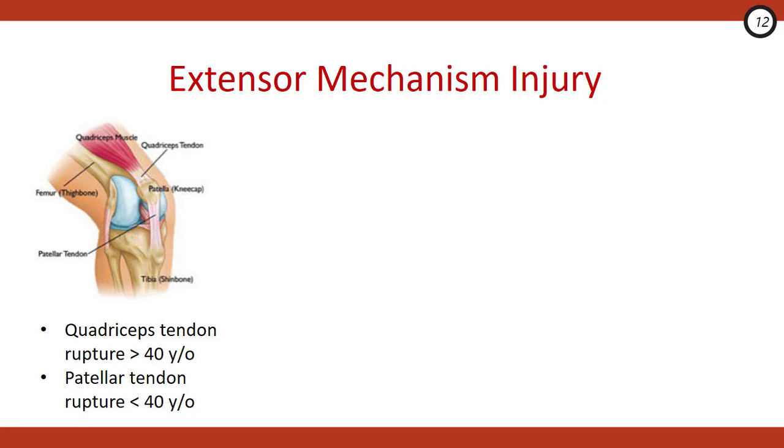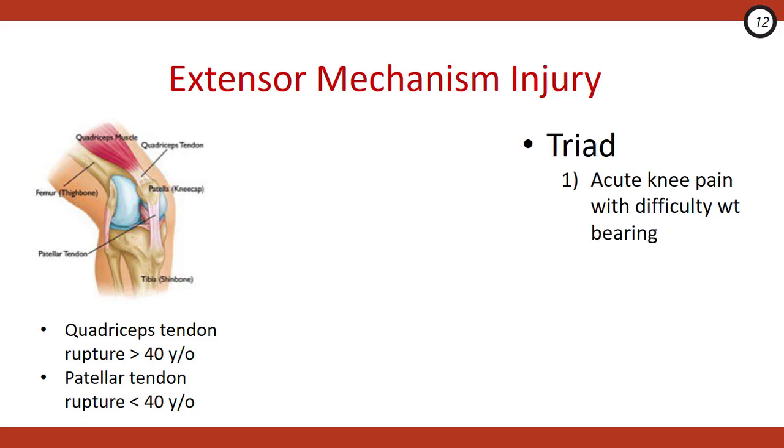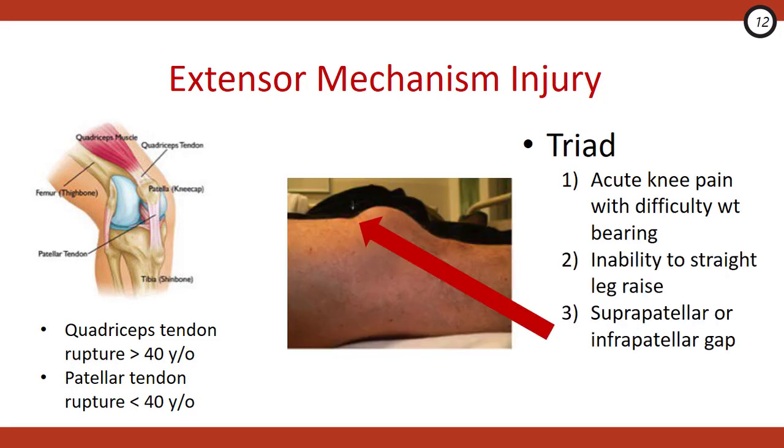Historically, extensor mechanism injuries are described as a triad of acute knee pain with difficulty weight bearing, an inability for the patient to straight leg raise, and then any evidence of a suprapatellar or infrapatellar gap, similar to what we see on the screen here, where we see an obvious defect just above the patella consistent with the suprapatellar gap. I think the key thing here is just to get every knee injury to straight leg raise. If they can't truly straight leg raise, then something's up and you really need to consider the possibility of this diagnosis on your differential a little bit more seriously.